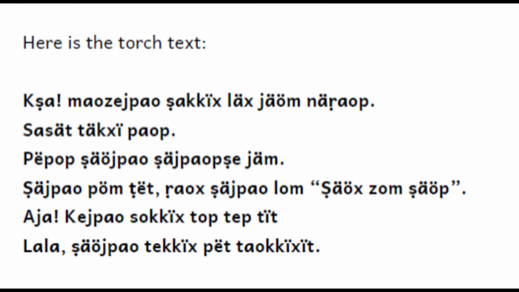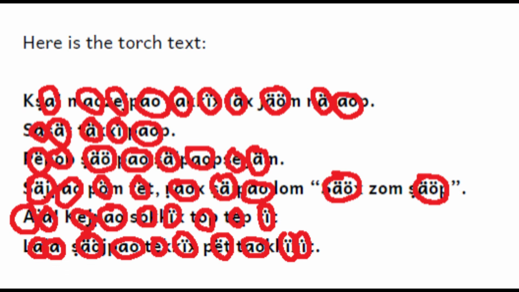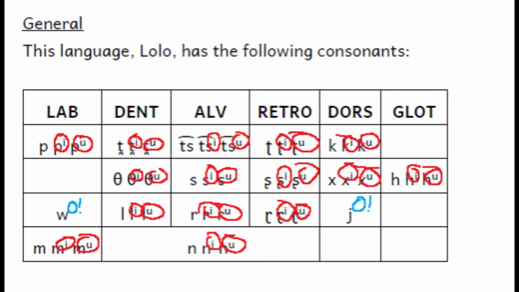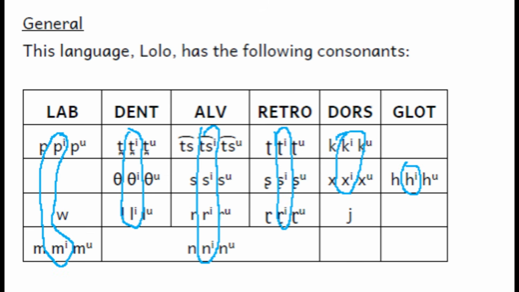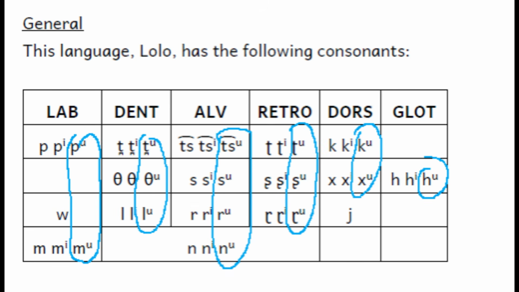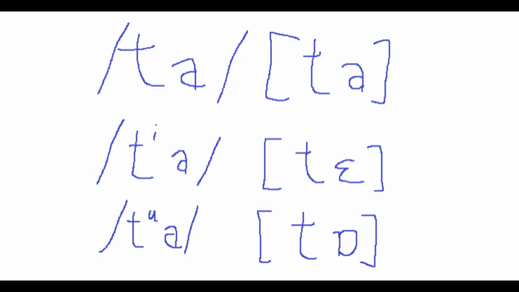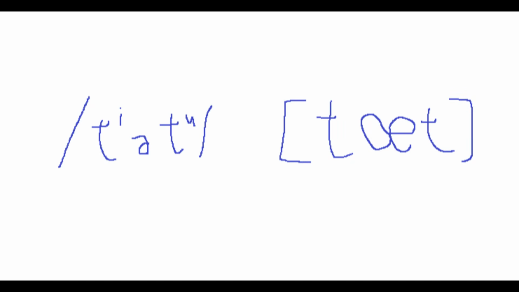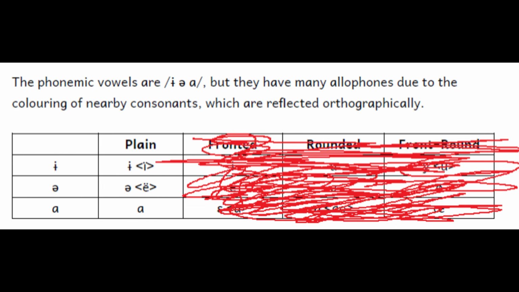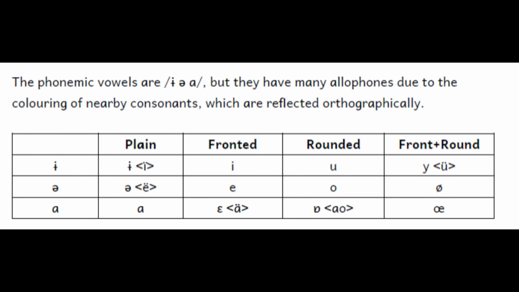The most interesting thing about this language is probably the vowels. Every consonant, except the semivowels, has three versions: plain, front, and rounded. These don't affect the sounds of the consonants themselves, they just affect the neighboring vowels. So that's pronounced ta, that's pronounced te, that's pronounced ta, but also that's pronounced tut. So while there are 3 phonemic vowels, there are 12 phonetic vowels.